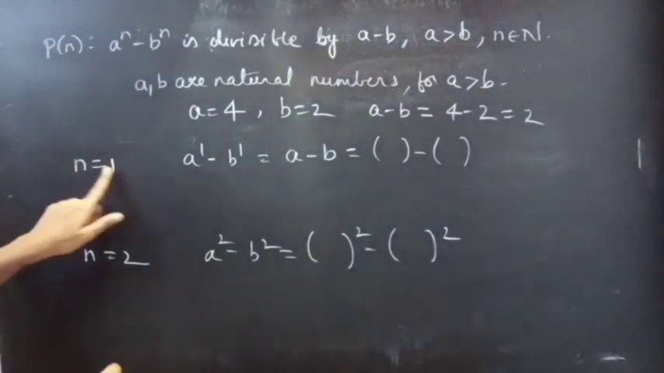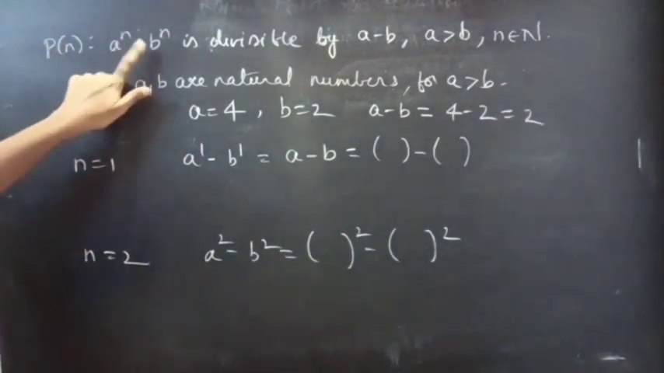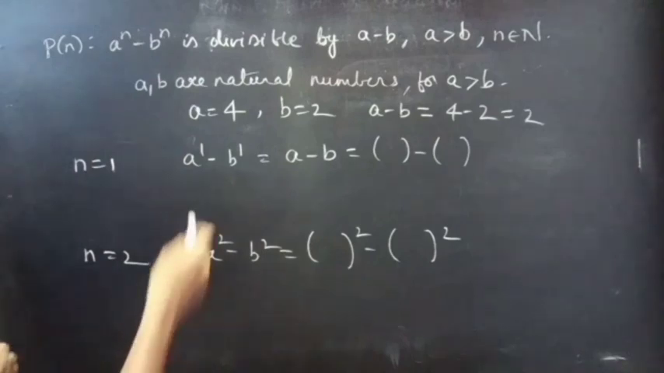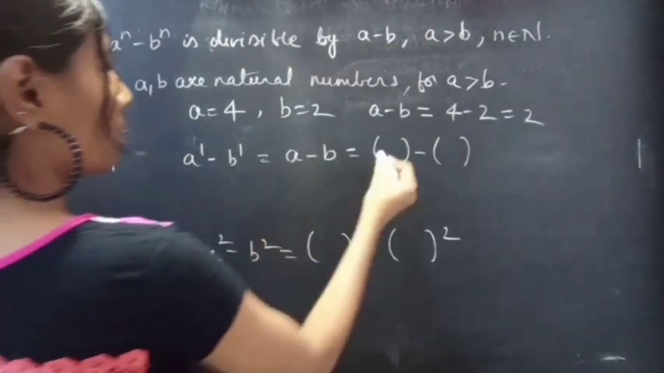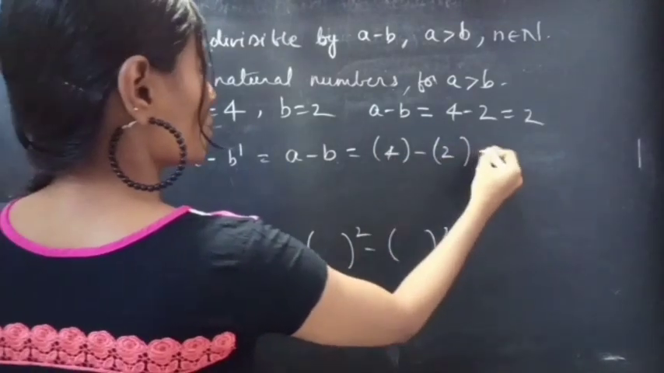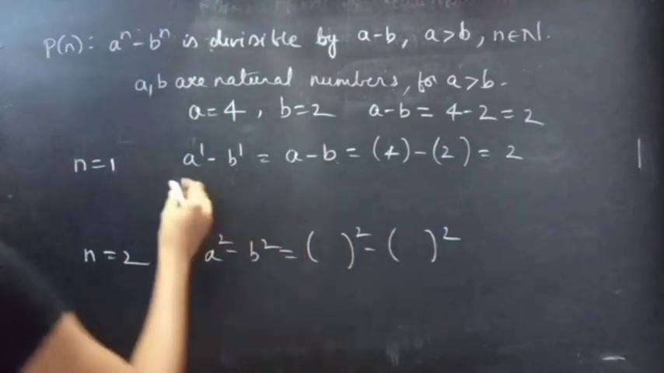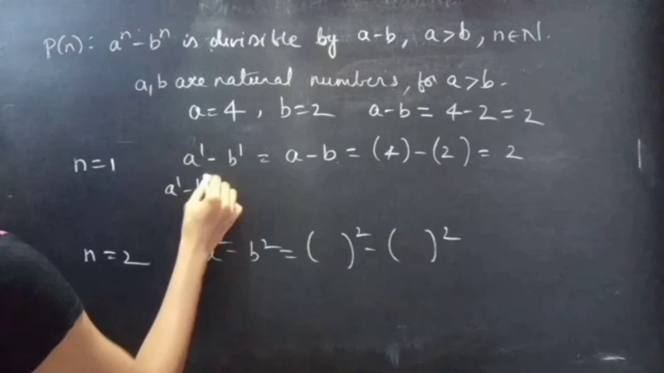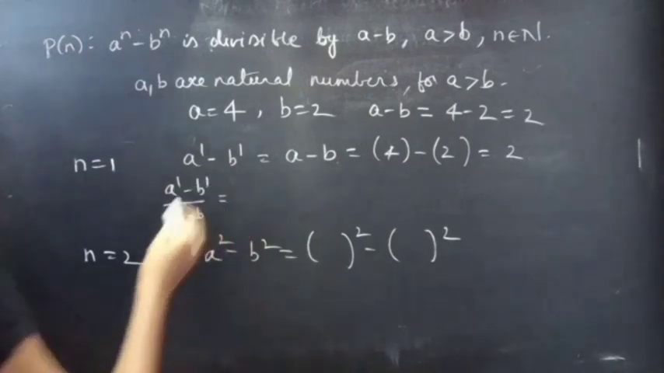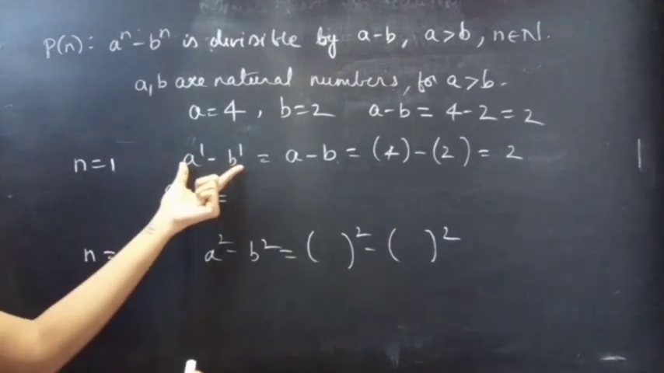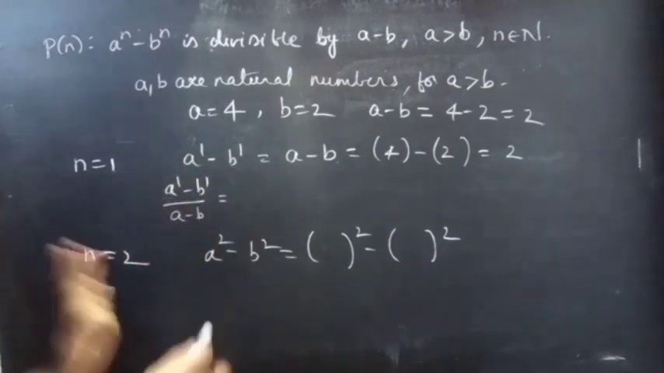Okay. When n equals 1, put n equals 1 in a power n minus b power n. Then we'll get a power 1 minus b power 1 which is a minus b. That is 4 minus 2 which is equal to 2. Now we'll see a power 1 minus b power 1 by a minus b. That is, whether a power 1 minus b power 1 is divisible by a minus b or not.